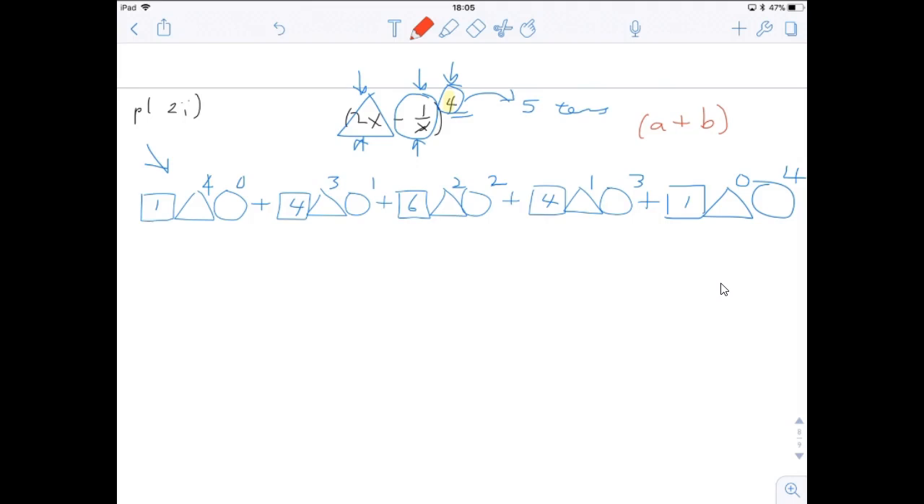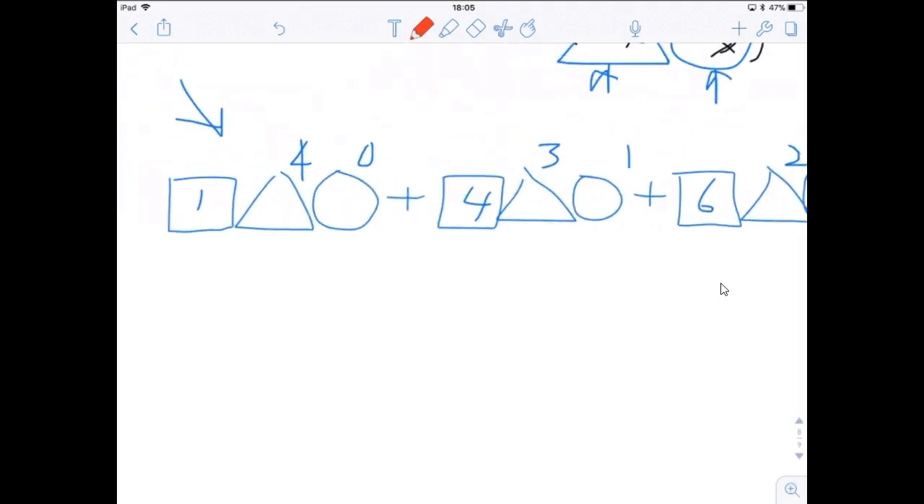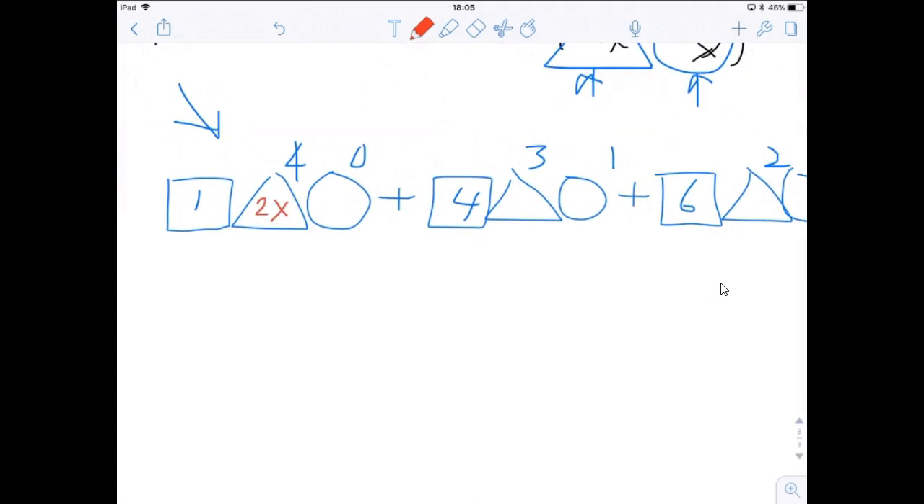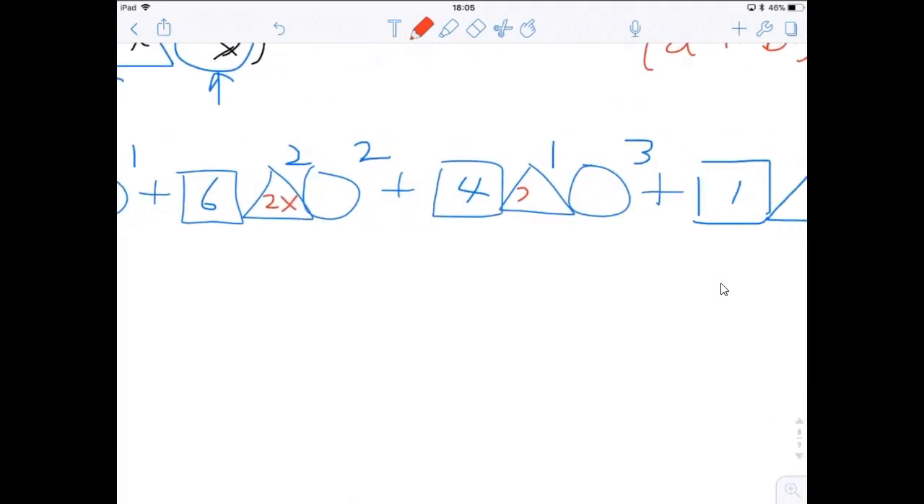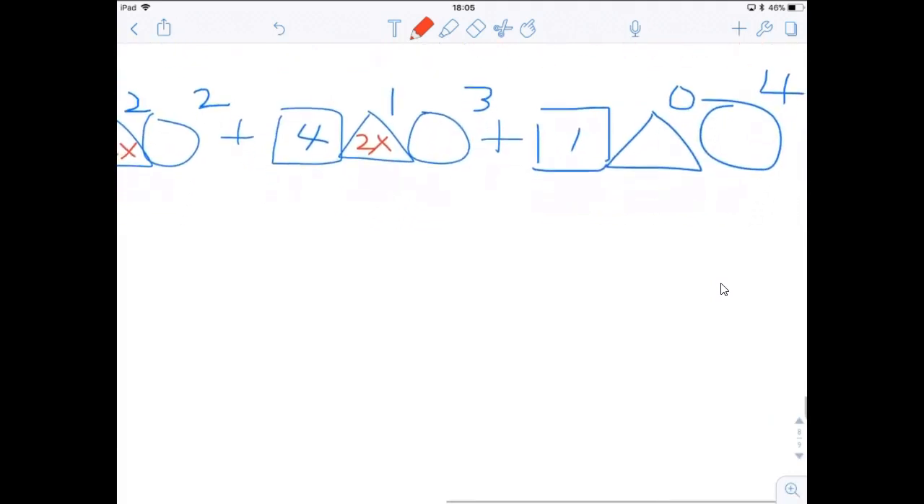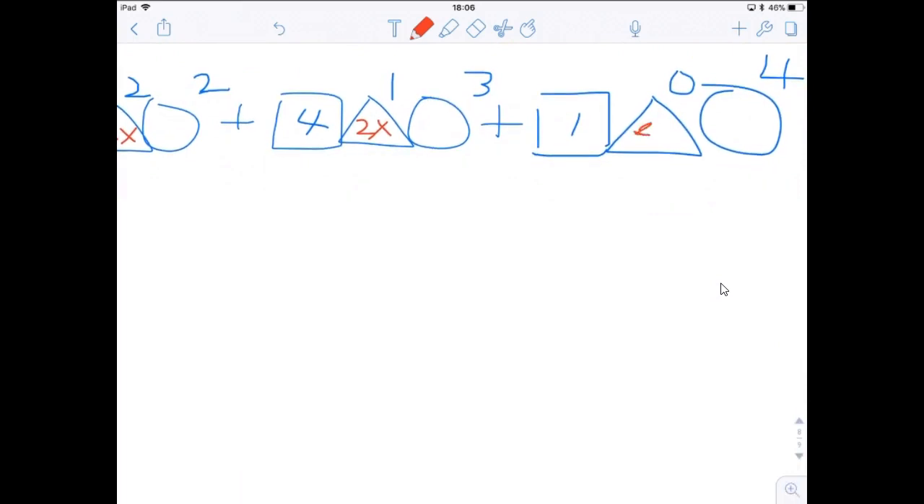Okay, so in every triangle, I'm going to write 2x. And I'm going to do it in red just so that you can see a little bit more clearly that all I'm doing is repeating the first term many times. How many times? Turns out I'm repeating it 5 times, right? 5 times because it's 1 more than 4.